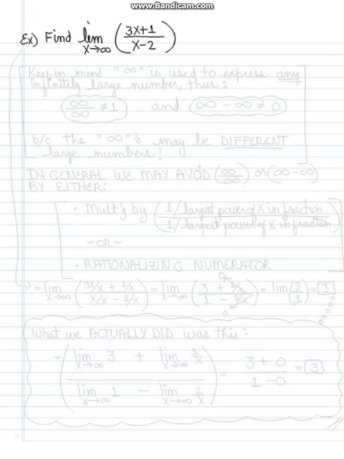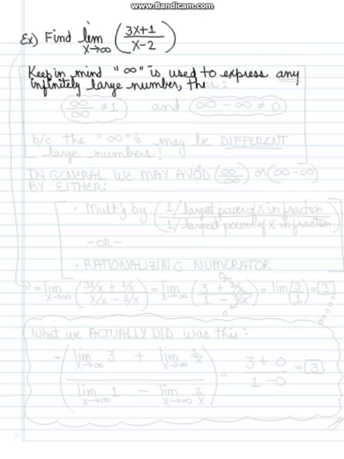Hello. We're going to find the limit as x approaches infinity of the rational function (3x + 1)/(x - 2). Now there's a couple of things you have to think about because we're letting x approach very large numbers, infinity. So keep in mind that the symbol infinity is used just to express any very infinitely large number. Okay, so it's not a precise number, it's more of an idea, extremely large numbers.